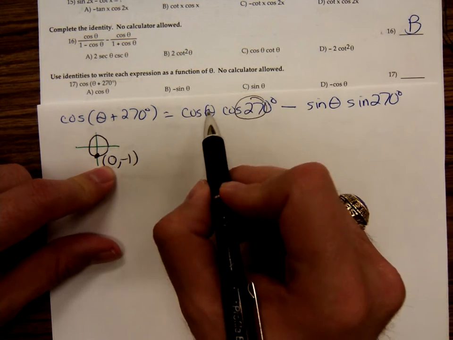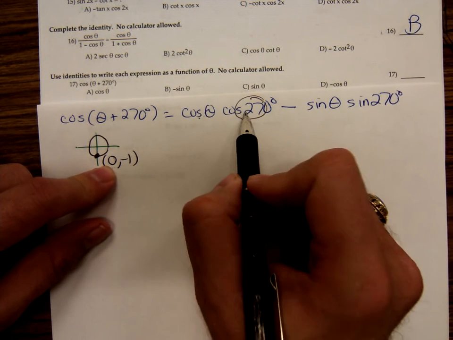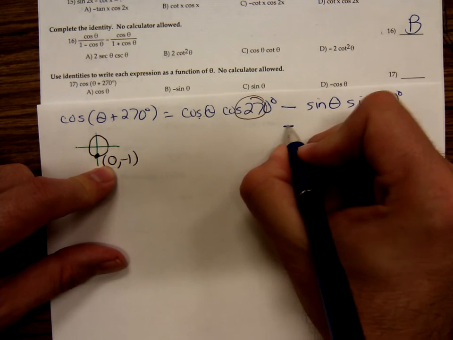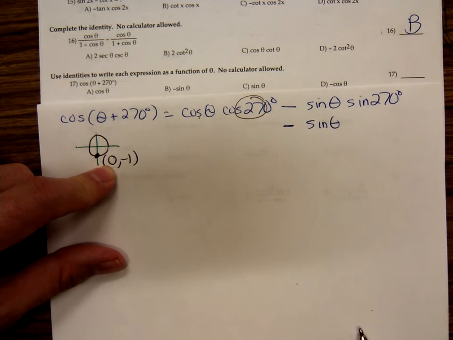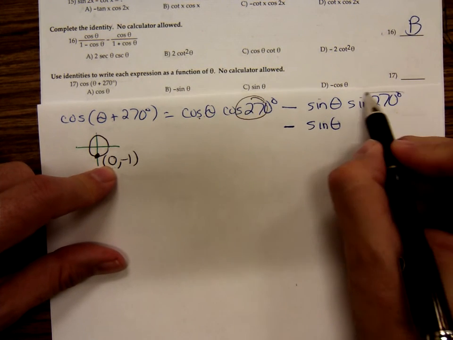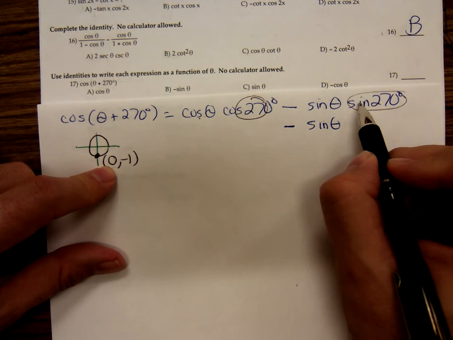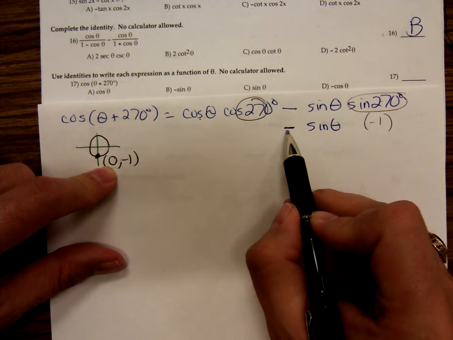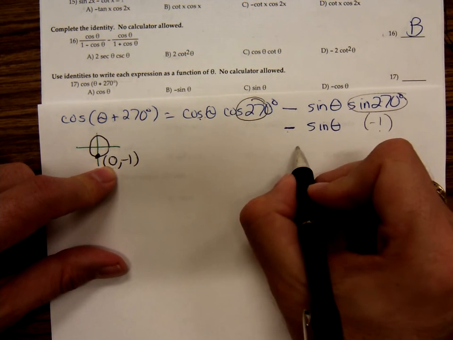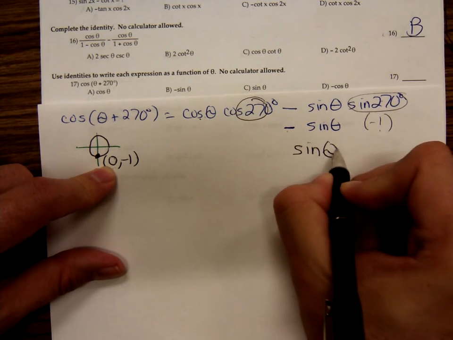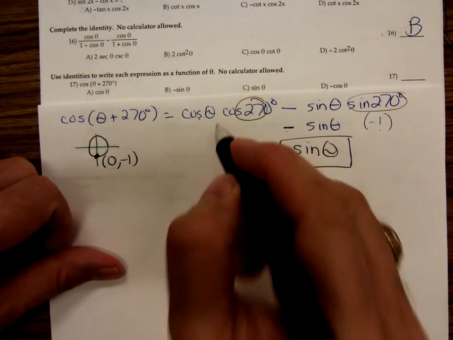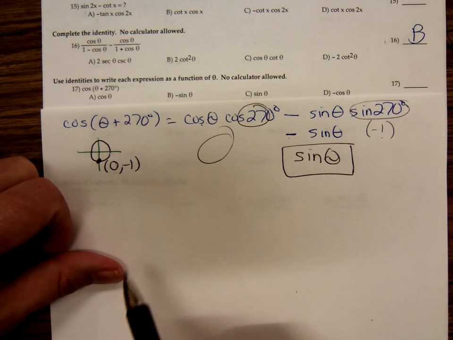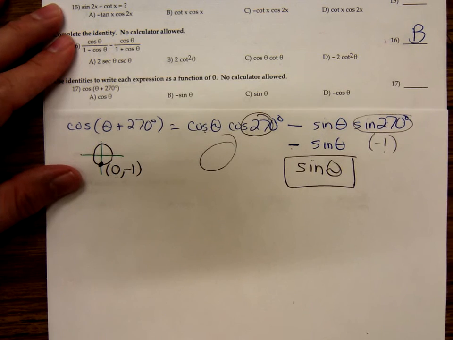So cosine theta, or anything times 0, is 0. Minus sine theta times sine 270 degrees. The sine of 270 degrees is -1. Negative sine theta times -1 is going to be a positive sine theta. All of that is 0 over here. So it's just a positive sine theta.